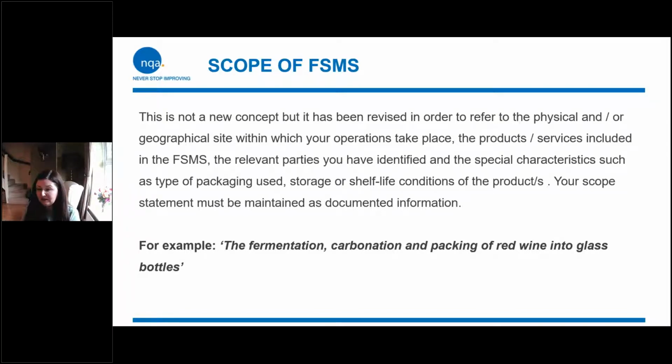If there's something in your packaging or your processing that will affect the food safety element of your product, put it in there. So the example here: fermentation, carbonation and packing of red wine into glass bottles. Obviously, into glass bottles is really important because it could be in boxes, it could be in bulk bags. It's important to understand what it is you're actually doing. Most organisations need to buy raw materials, they need to process the raw materials, and they almost certainly are going to sell it. So these things are not necessarily going to be included in the scope of your food safety management system. You strip it out and say what it is you're actually doing. What is the food safety management system there to manage?